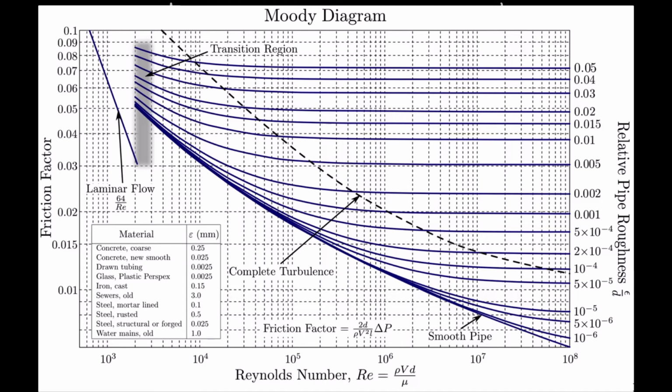So the first thing we need to do is work out the Reynolds number. Reynolds number is important because the amount and type of turbulence we have in the pipe is going to affect our total head loss.